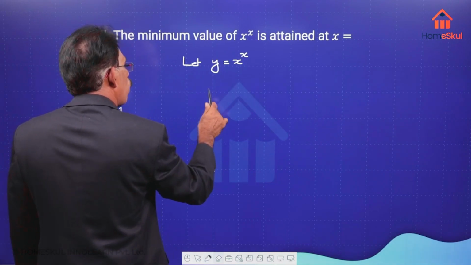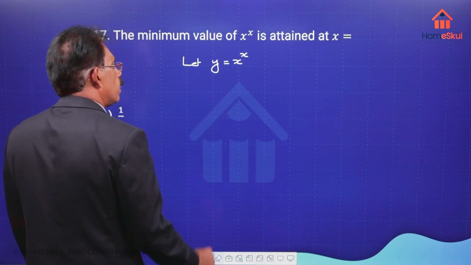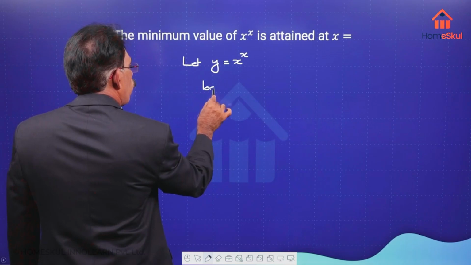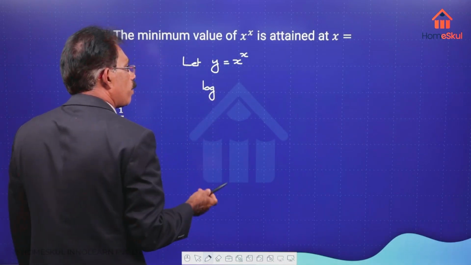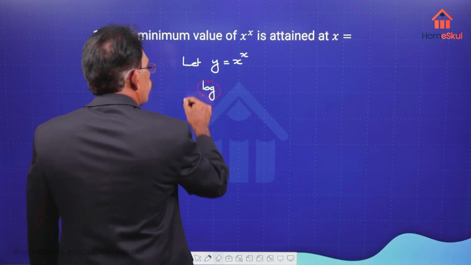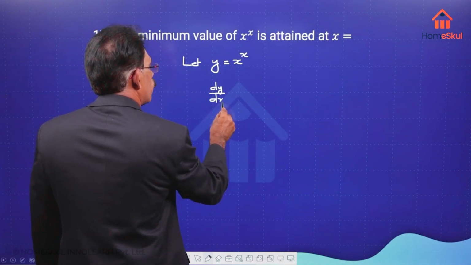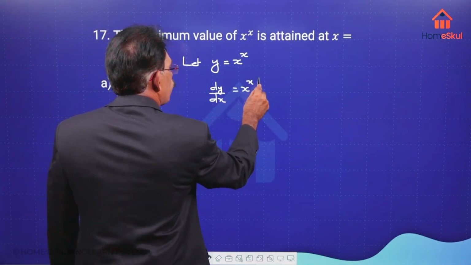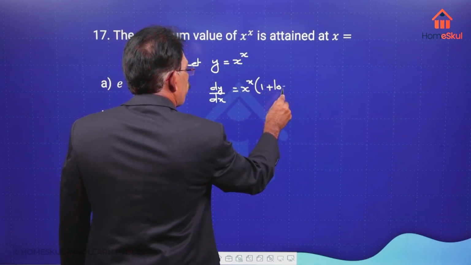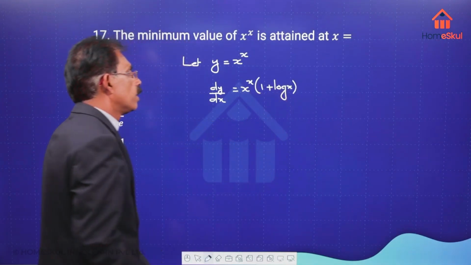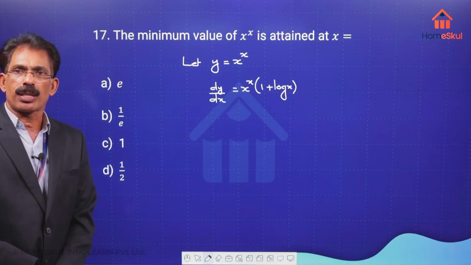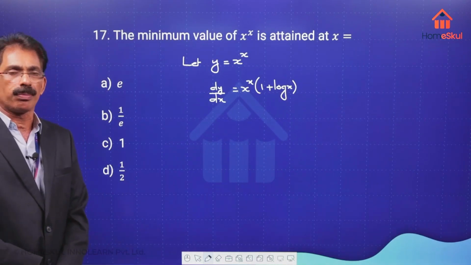Log, you can take the log. It is better. Log y is equal to, what is the derivative? Derivative, you know the derivative, dy by dx is what? dy by dx is equal to x raised to x into 1 plus log x. Do you remember that formula? The derivative of x raised to x is equal to x raised to x into 1 plus log x.